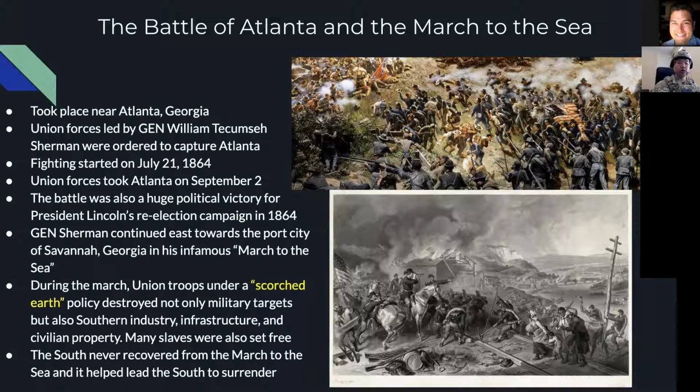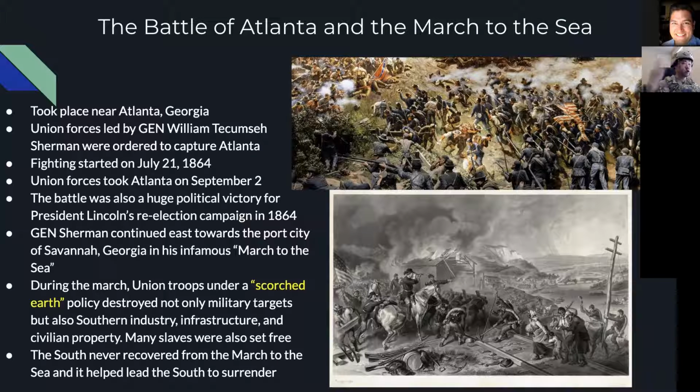So General Sherman decided, we're just gonna do this march to the sea, and we're just gonna destroy everything. So during this march, Union troops, under a scorched earth policy, destroyed not only the military targets, but also the Southern industry, what little industry they had in the South, the infrastructure, the railroads, the telegraph lines, the roads, the canals, anything you can think of in terms of infrastructure. The Union troops destroyed that as well.